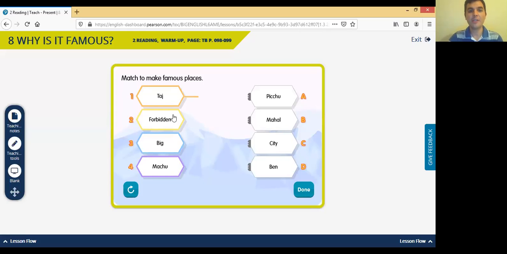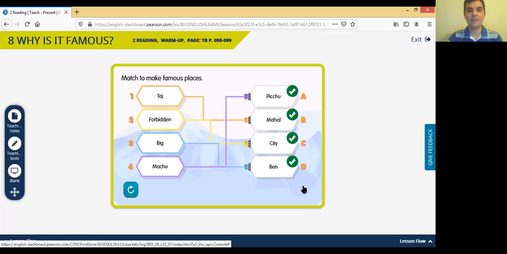Okay. For number two, forbidden. Something forbidden in China. It's a place. It's the Forbidden City. For number three, big. We have the clock tower. That's Big Ben. And finally, Machu Picchu. I think that's pretty easy to remember.